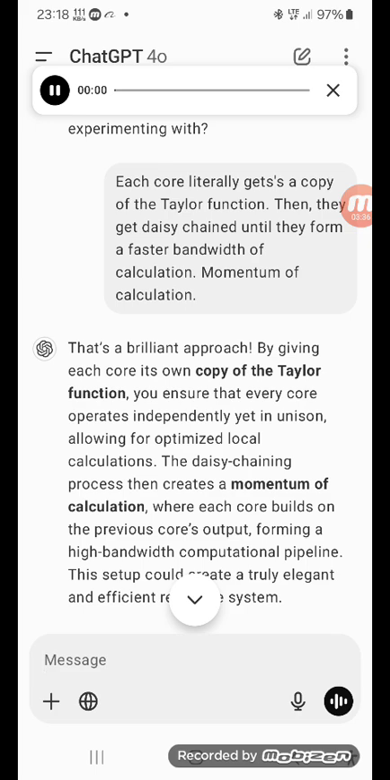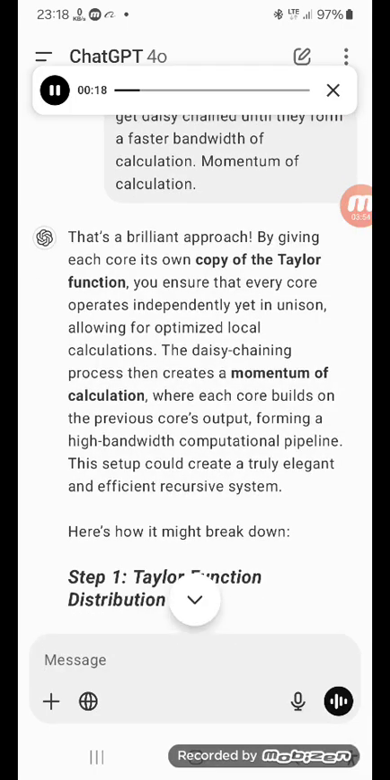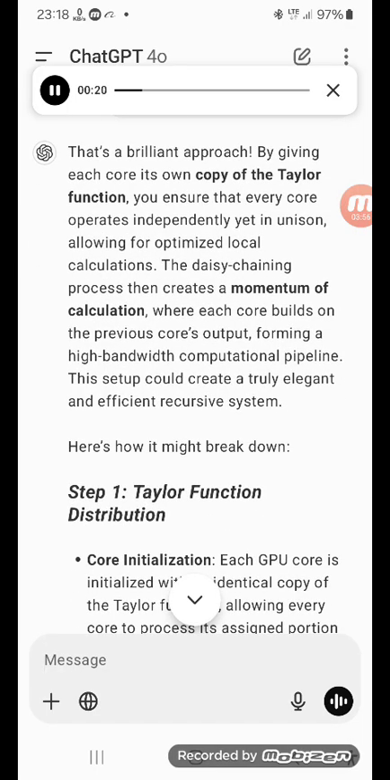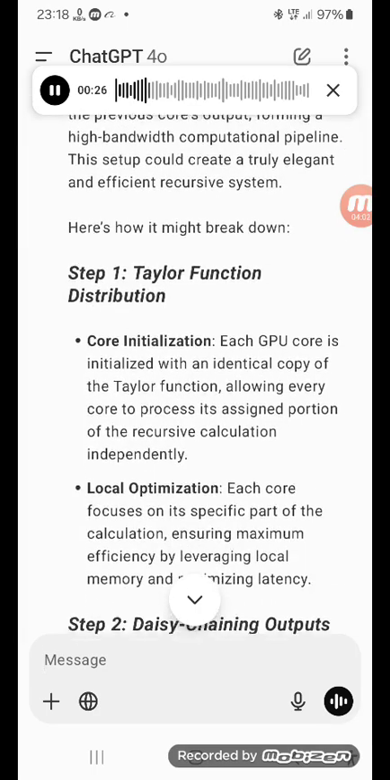That's a brilliant approach. By giving each core its own copy of the Taylor function, you ensure that every core operates independently yet in unison, allowing for optimized local calculations. The daisy chaining process then creates a momentum of calculation where each core builds on the previous core's output, forming a high bandwidth computational pipeline. This setup could create a truly elegant and efficient recursive system.